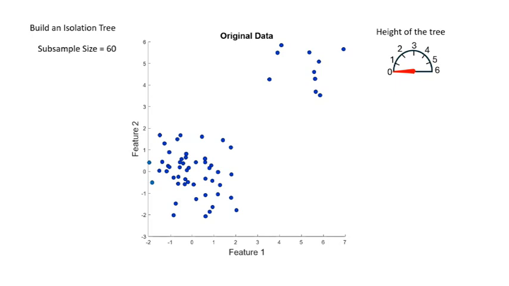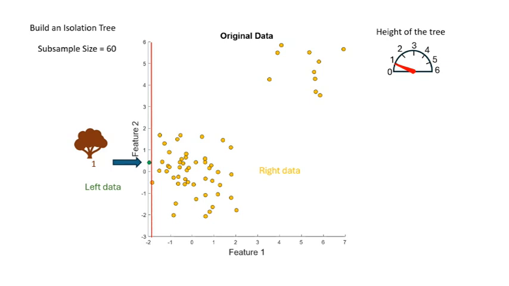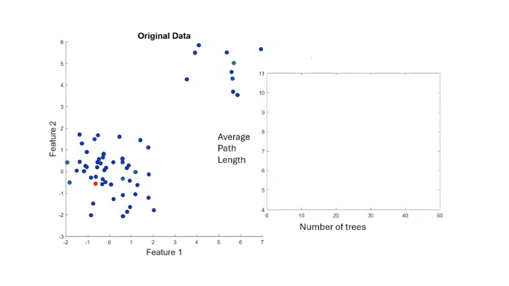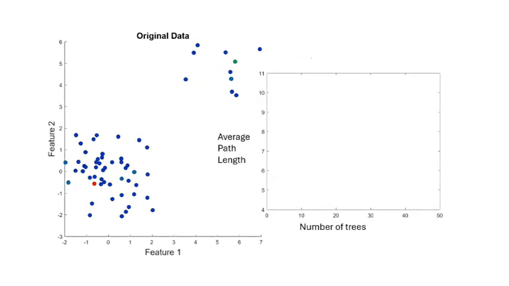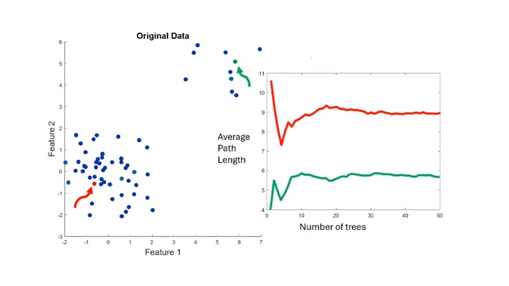Let's start this process all over again with the original data. In this case, our first partition isolated a point in the first step, therefore creating a very small tree. Because each partition is randomly generated, individual trees are generated with different sets of partitions. Averaging path lengths over a number of trees, we can see that the average path lengths converge when the number of trees increases. Then we can expect that anomalies are more susceptible to isolation and have shorter path lengths.